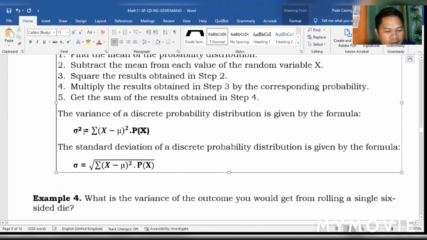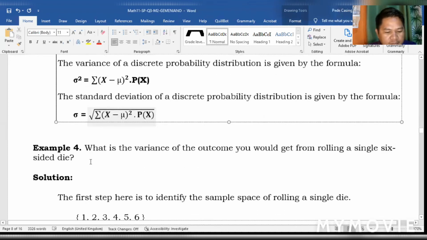The variance of a discrete probability distribution is given by the formula: sigma squared is equal to the summation of x minus mu, or mean, squared times p of x. Then for our standard deviation, you just take the square root of the variance to arrive at the answer. We have the formula.